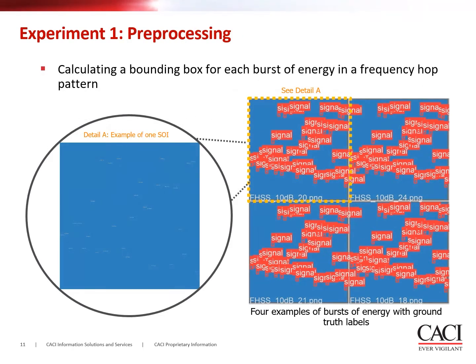The data used for this experiment was a 2FSK frequency hopper shown in detail A on the left. The image on the right shows 4 examples of the ground truth bounding box labels for individual bursts of energy within the frequency hopper.